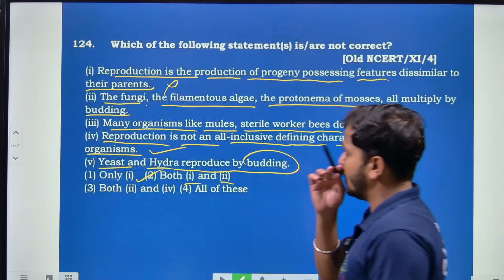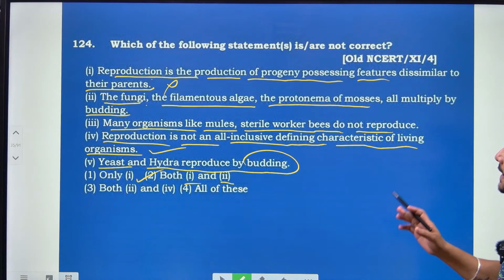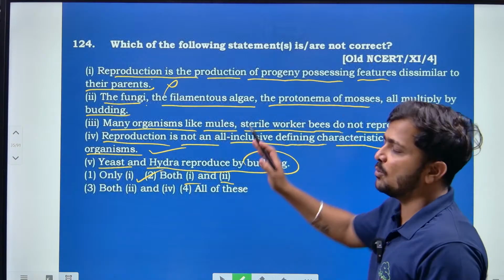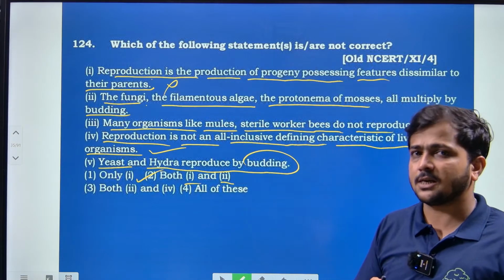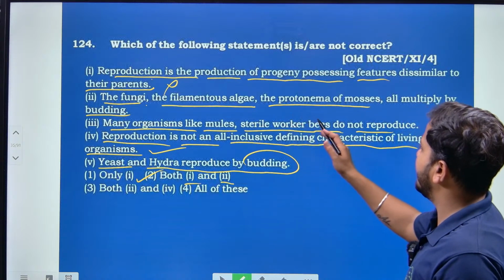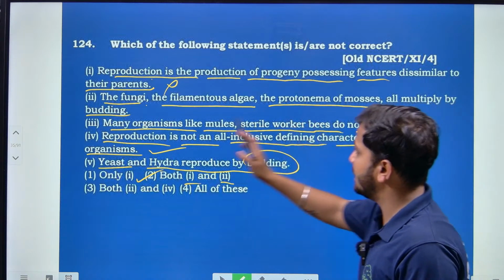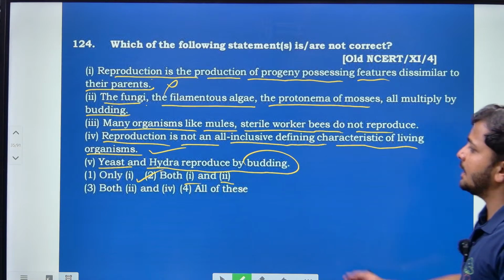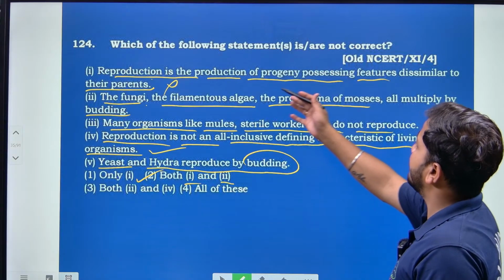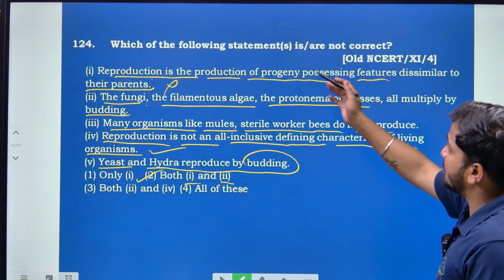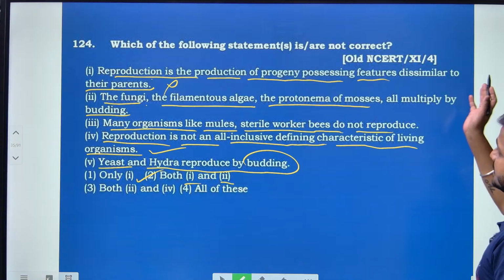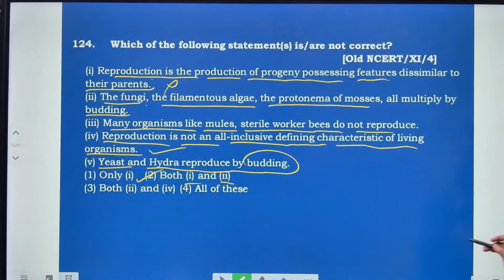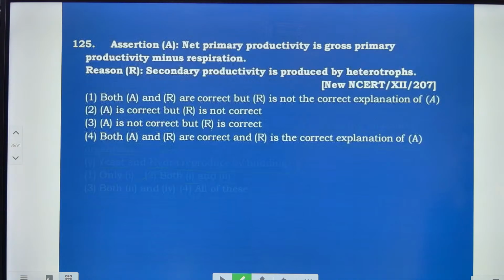So option 2 is correct. Fungi carry out reproduction both asexually and sexually. The filamentous algae, the protonema and mosses do not multiply by means of budding, so that is incorrect. And reproduction as the production of progeny possessing features dissimilar to their parents is not correct either. So both 1 and 2 are incorrect.